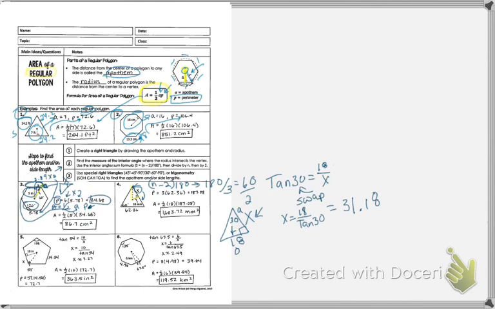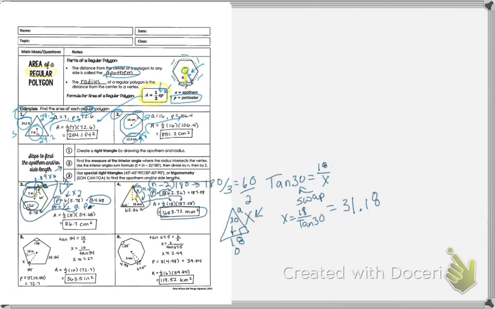So if this is 31.18, double it, 62.36. The perimeter now is just 3 times one of the sides. We now have the perimeter, we now have the apothem, and you can plug it in so you have your area.